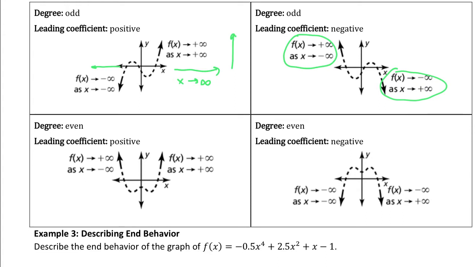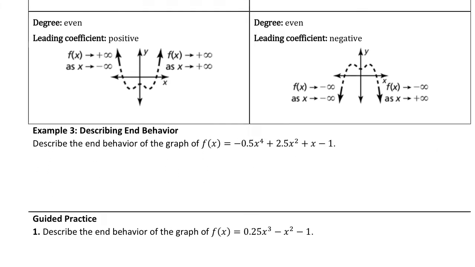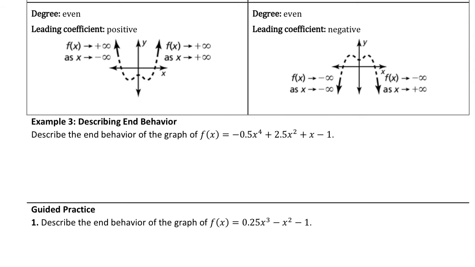So we're going to see that in even functions. They either both go up or they both go down, as we go to the left, go to the right. So this is going to sound kind of weird right now, but as we see more functions, hopefully it's going to make more sense. So let's go down to even functions. With an even function, if the degree is even and the leading coefficient is positive, it goes up to the right and up to the left. It has the same end behavior on both sides.